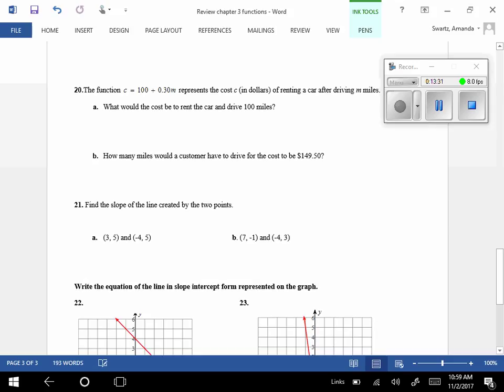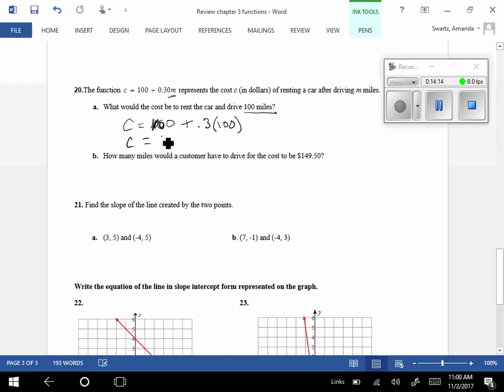Okay, we haven't done a ton of story problems, but this is pretty simple. It gives the function here, c equals 100 plus 0.3m, which represents the cost in dollars of renting a car after driving m miles. So it says, what would the cost be to rent the car and drive 100 miles? Well, if you know the miles, you're going to plug in where you see miles. So c equals 100 plus 0.3 times 100 because it's 100 miles. So I plugged it in for m. So now I'm just going to solve for c.